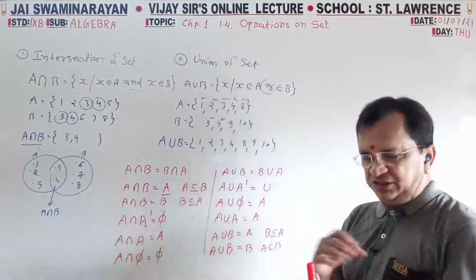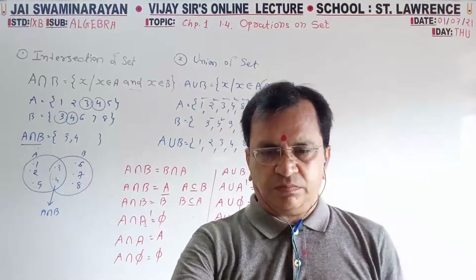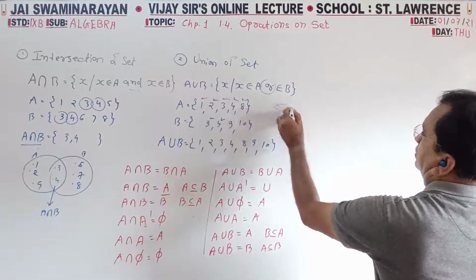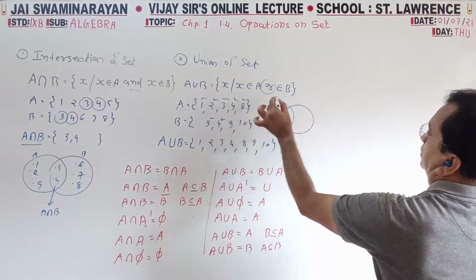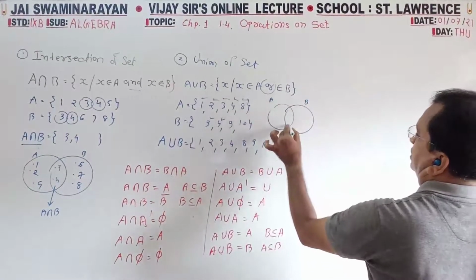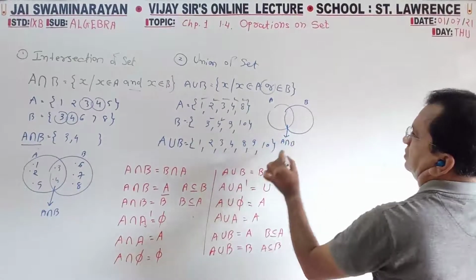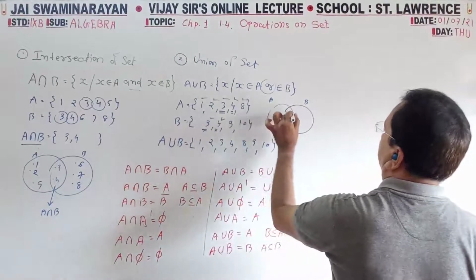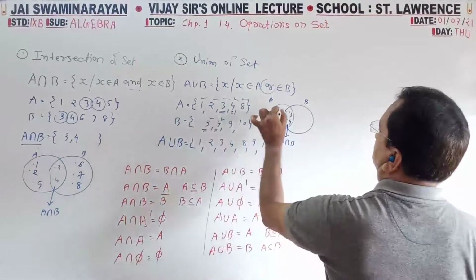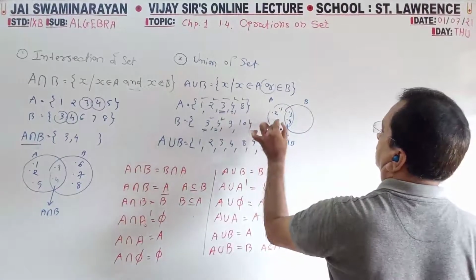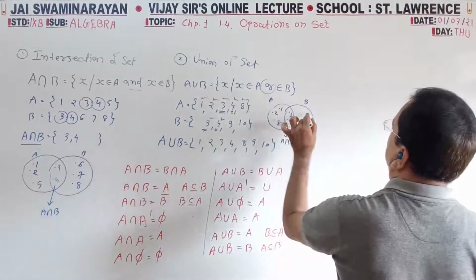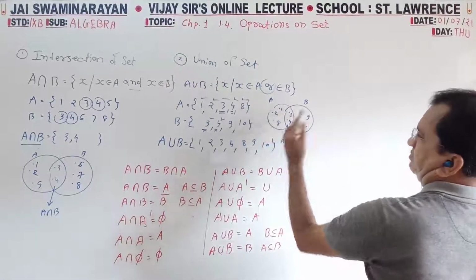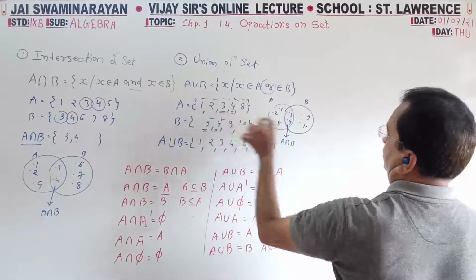And how to write this in a group, this Venn diagram. This is A, this is B, this is common, A intersection B. What is common? 3 is common, 4 is common. So write 3, write 4. So 1, 2, 3, 4, 8, 3, 4, 9, 10. So this is the B group, this is the A group, this is the common group.